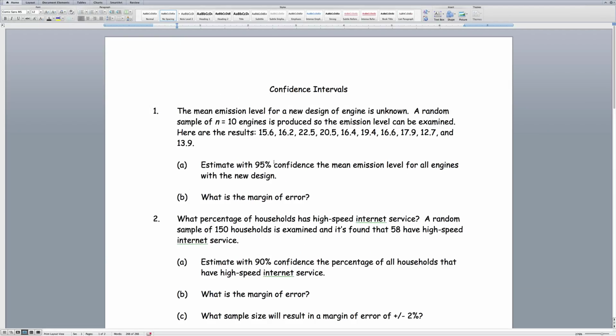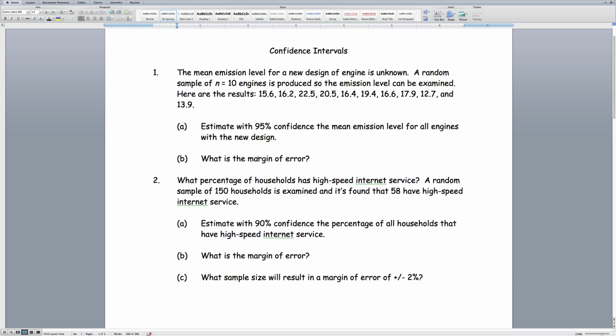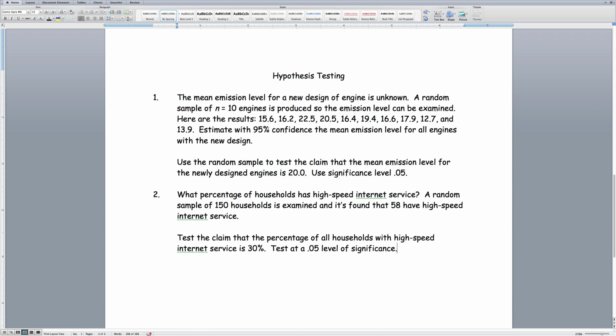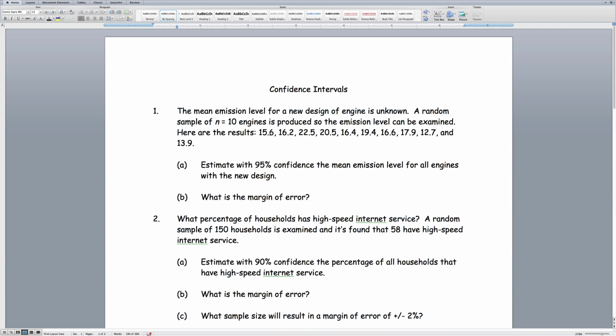The first thing that we've done here is the confidence interval for the mean emission level for this newly designed engine. And then if you come on down, you'll see that for the same data, we have the question that's appropriate for a test of hypothesis. So we want to test the claim that the mean emission level is 20 using these 10 measurements. Also up here we wanted to calculate the 95% confidence interval.